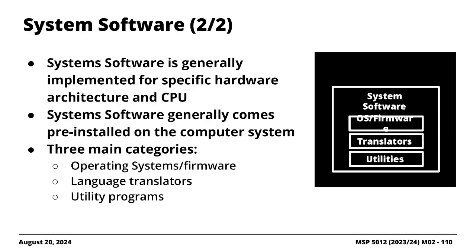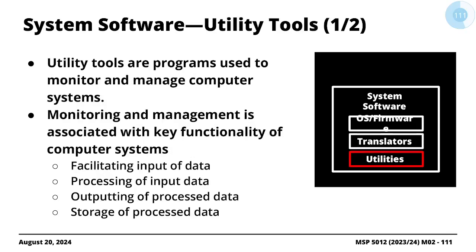So it turns out that there are broad categories of system software. Broadly speaking, you can say four: operating system software, firmware, language translators, and utility programs. Or we can just lump operating systems and firmware together, or maybe we can distinguish them. Now, utility programs really are generally used to monitor and manage computer systems.